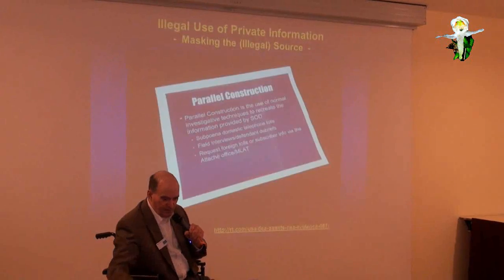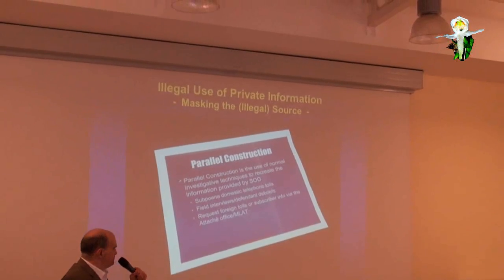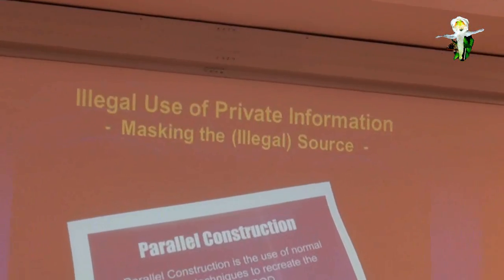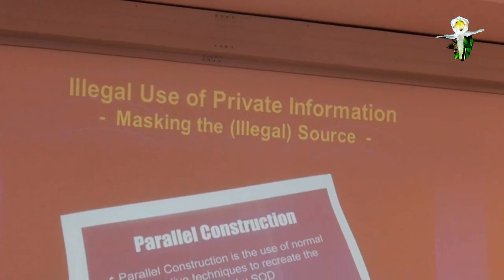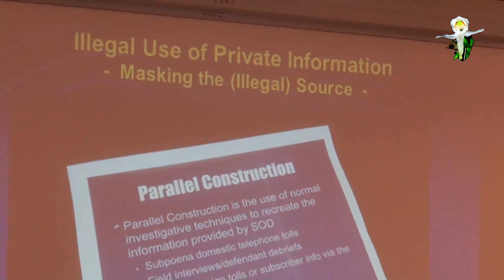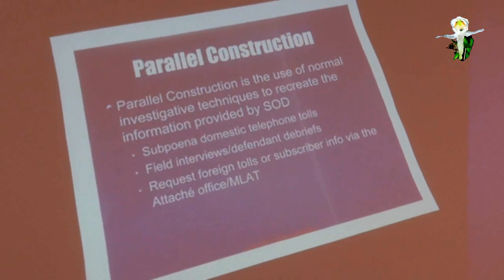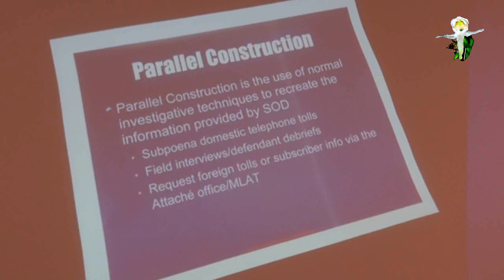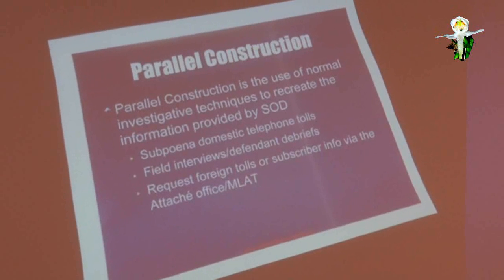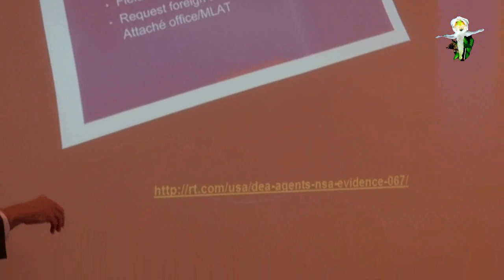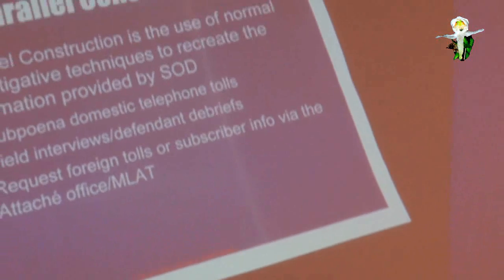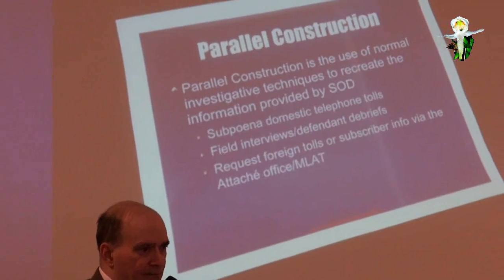And so what they have to do is called a parallel construction. What this means is they go back and use typical policing operations to try to find the information that would show probable cause to justify an arrest, so that they can substitute that information for the NSA information in a court of law. Now these are the kinds of things they would go through to do this parallel construction. But what it means fundamentally is they're perjuring themselves in court.